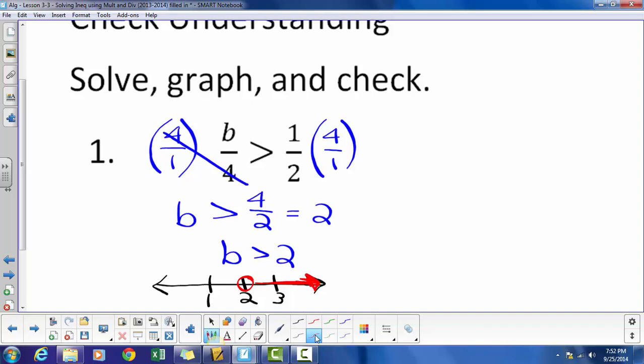Now we're going to check this. So let's do the check. Because this is greater than or less than, I need to pick a number in my solution set. So I'm going to pick this right here, number 3, and I'm going to substitute it back into my equation. So 3 over 4 is greater than 1/2. Well, yeah, that's true, so that checks good.